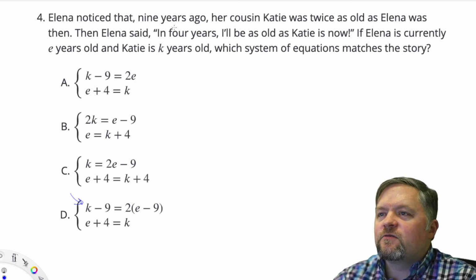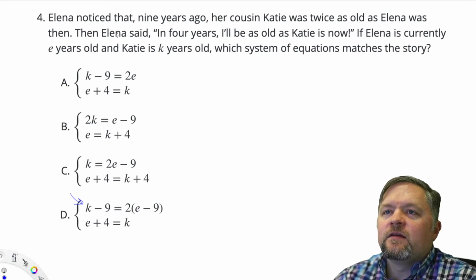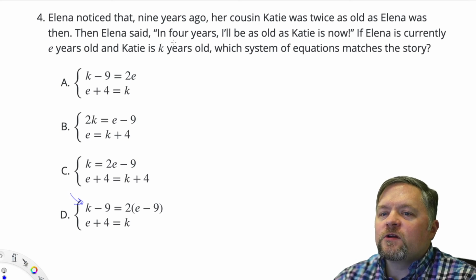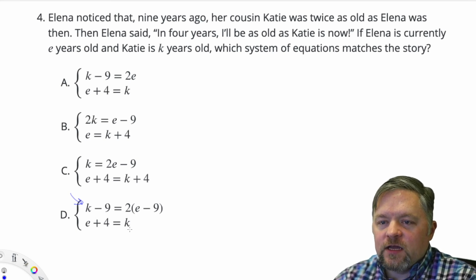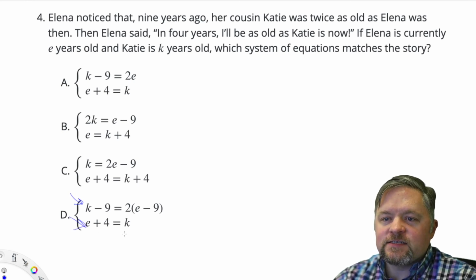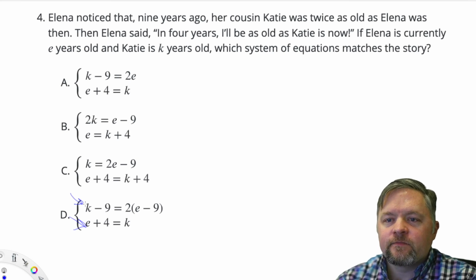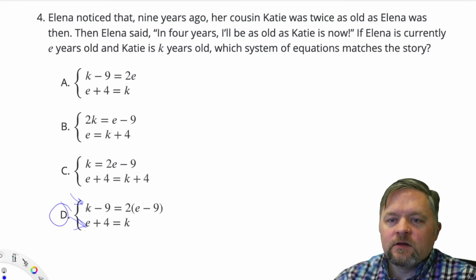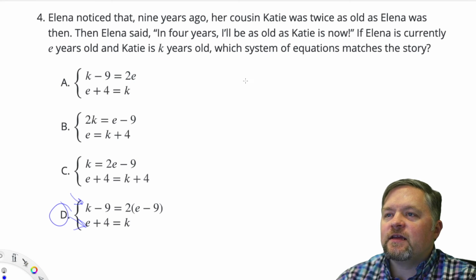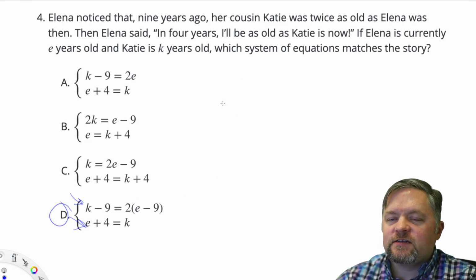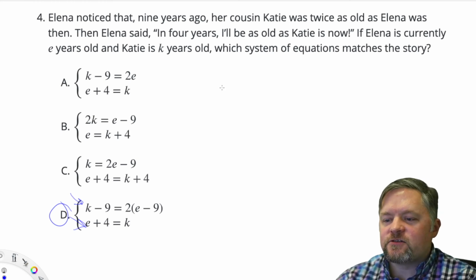Let's look at what the other equation is going to be. Then Elena said in 4 years, I'll be as old as Katie is now. So Elena, in 4 years, is as old as Katie is now. So yeah, this is D. So the correct answer is D. Which system of equations matches it? D. We've got a system of equations. Let's solve it real quick, because that's what equations are really for.